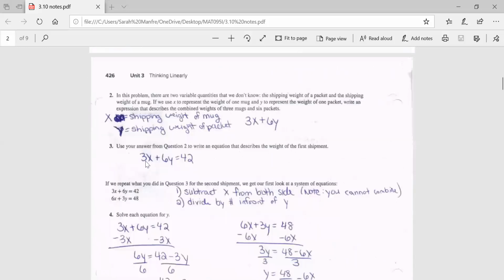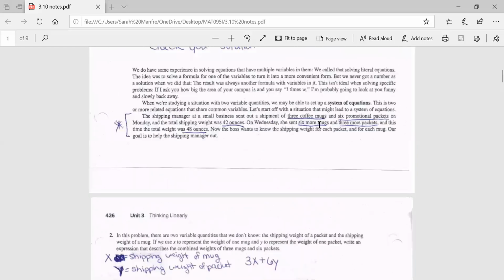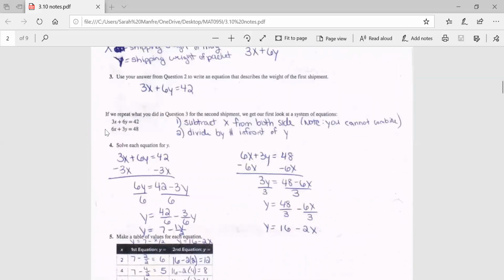Now, we can also write an equation for the second set of information, and that is 6 mugs, 3 packets has a weight of 48 ounces. So that's where they got this equation right here from. 6 times the number of mugs plus 3 times the number of packets is equal to 48 ounces. Okay, so question 4 is going to ask us to solve each equation for Y.